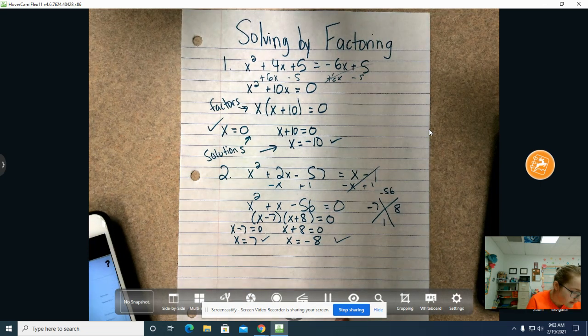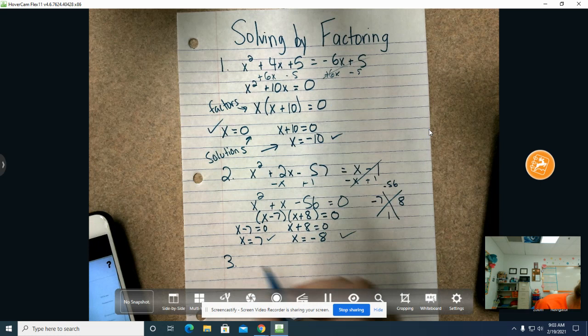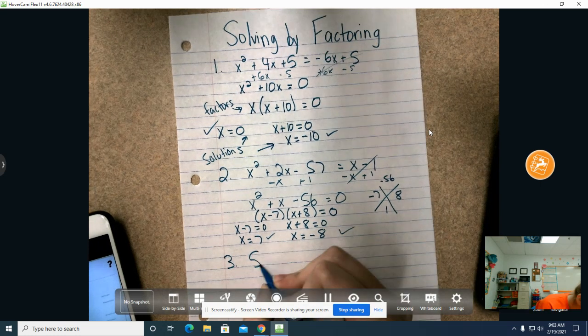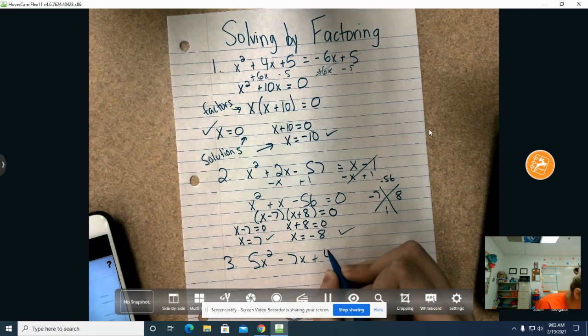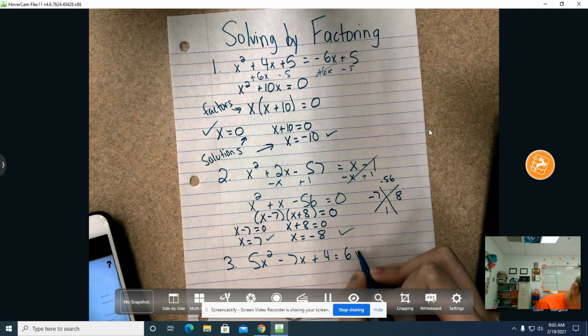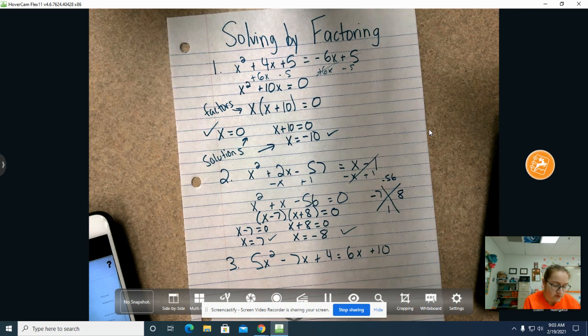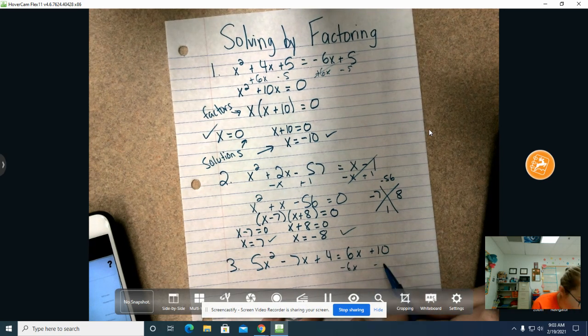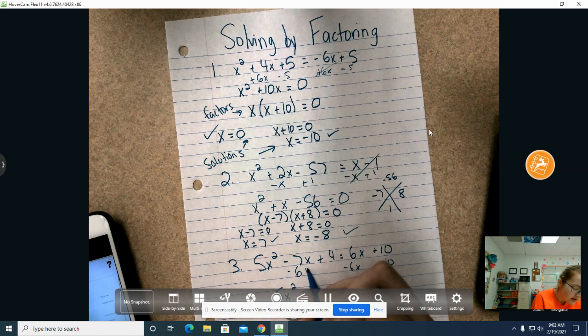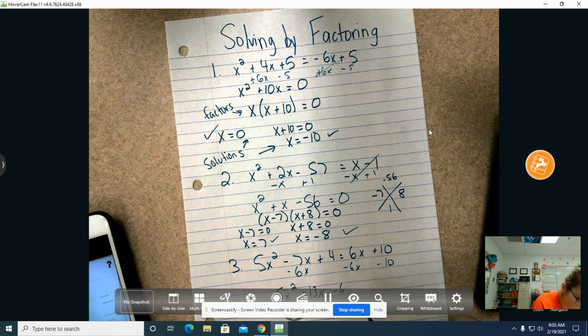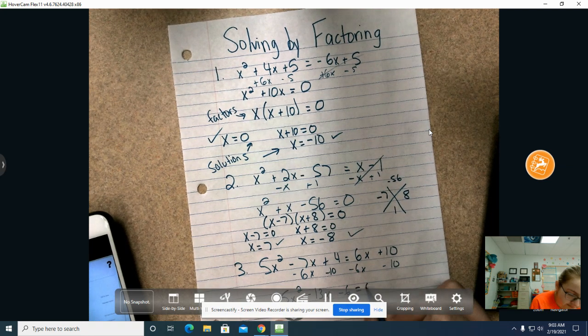All right, and then lastly, number 3, we're going to have 5x squared minus 7x plus 4 equals 6x plus 10. So we're going to subtract our stuff over, and that's going to leave us with 5x squared minus 13x minus 6. Excuse me, sorry. And that's going to equal 0.